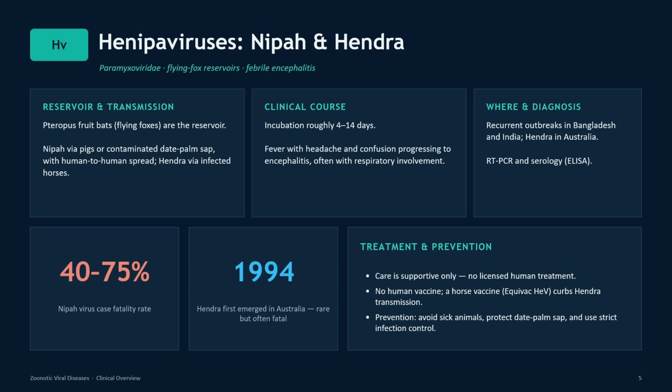Nipah is genuinely frightening. Fatality runs from 40 up to 75%, and it can spread person to person. You'll see recurring outbreaks in Bangladesh and India. There's no specific treatment and no human vaccine yet, so care is supportive. The key here is prevention. Avoid sick animals, protect the food supply, and use strict infection control.